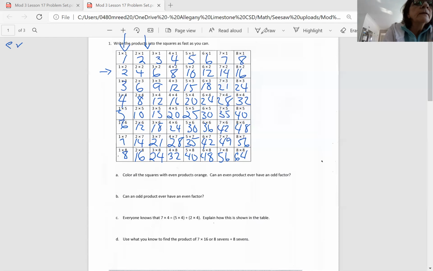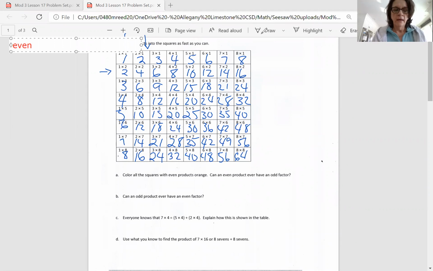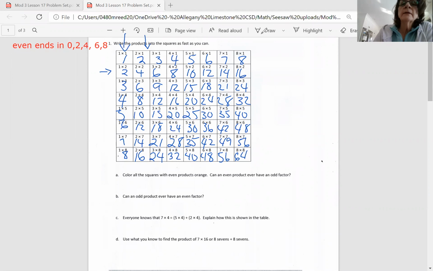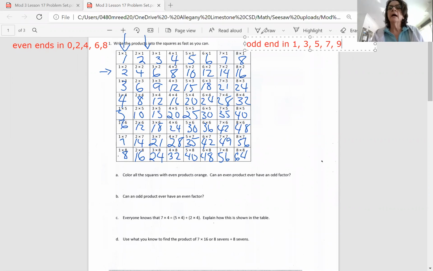Even ends in, actually, you know what? I think I'm going to type that up here in a little text box, okay? So even ends in 0, 2, 4, 6, or 8, okay? That's what even numbers end in. And odd numbers, we'll put that over here, odd end in 1, 3, 5, 7, and 9, okay?